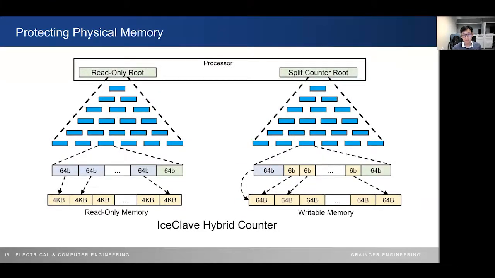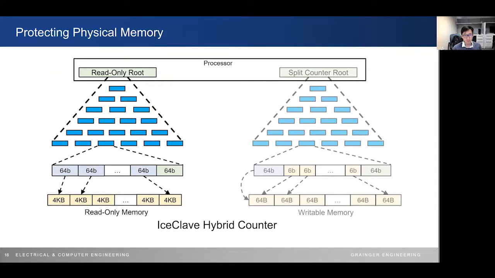In IceClave's hybrid counter design, we maintain two Merkle trees, one for read-only memory and the other for writable memory. The writable Merkle tree remains the same as that of the split counter design to optimize for memory writes. On the other hand, the read-only Merkle tree removes all the redundant minor counters and instead packs more major counters in one counter block. By doing this, one counter block is now mapped to more memory data, so counter fetching can incur less overhead. This improves the memory read performance and generally improves the overall performance for in-storage applications, as we will demonstrate in the evaluation.